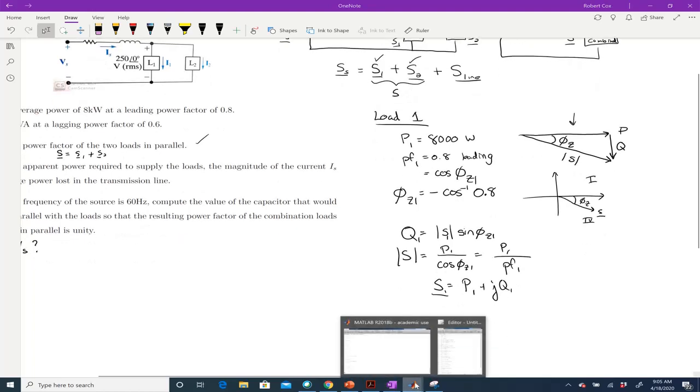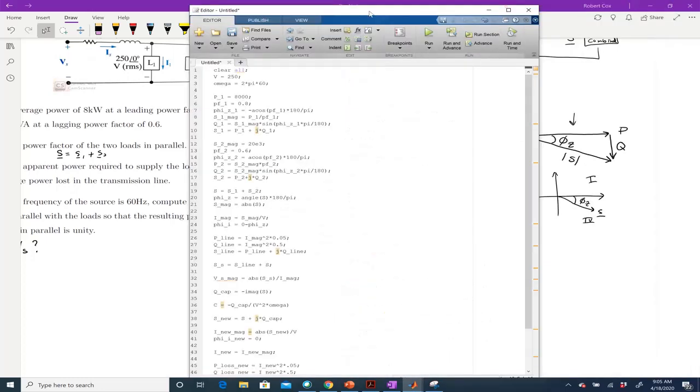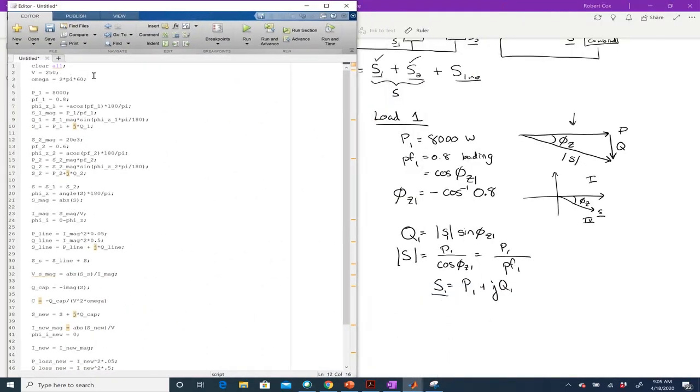Okay, the MATLAB script that I wrote, I'm not going to go through this whole thing in excruciating detail, but I've defined here P1 is 8,000, so it's this block of stuff right here between lines 5 and 10. So P equals 8,000, my power factor is 0.8, phi z1 is negative a cosine power factor of 1. Remember in MATLAB, inverse cosine is called arc cosine, a cosine. And all of MATLAB's trig functions default into radians. So if I want to get that into degrees, I have to multiply by 180 over pi.